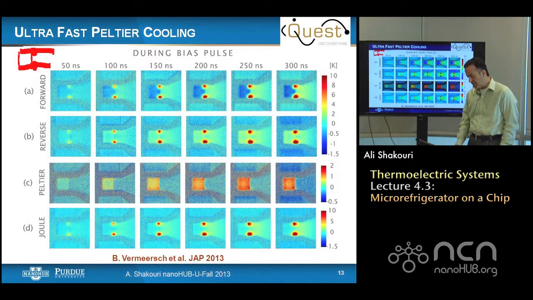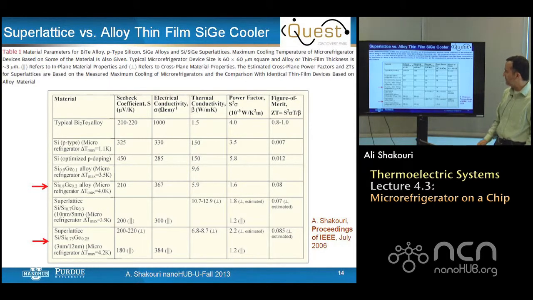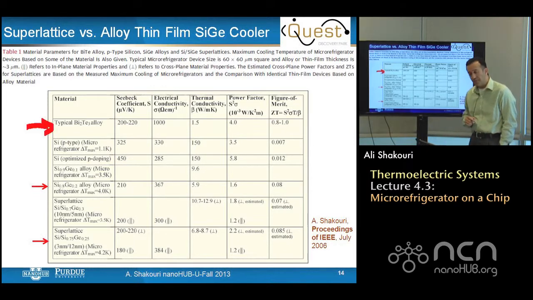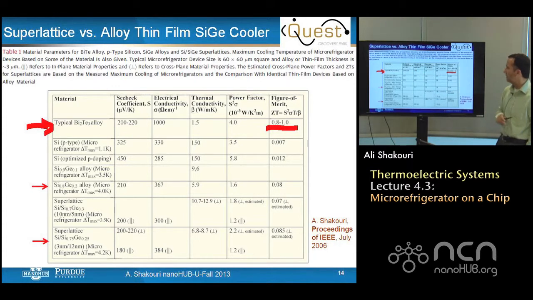An important point is, for these devices to cool by this much, a couple of degrees, what type of ZTs we need. Here is a little busy graph, but it tells you for specific materials from an article in 2006, what are the type of ZTs and coolings. A typical bismuth telluride alloy used in today's coolers cools about 74 degrees or so, and the ZT is about 1. This is the Seebeck coefficient, electric conductivity, thermal conductivity, power factor is S squared times sigma, on the order of 4 times 10 to the minus 3 watt per Kelvin square meter.